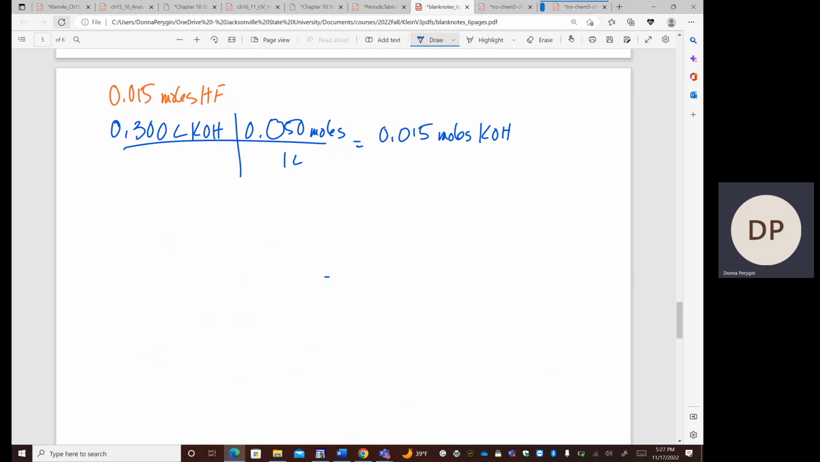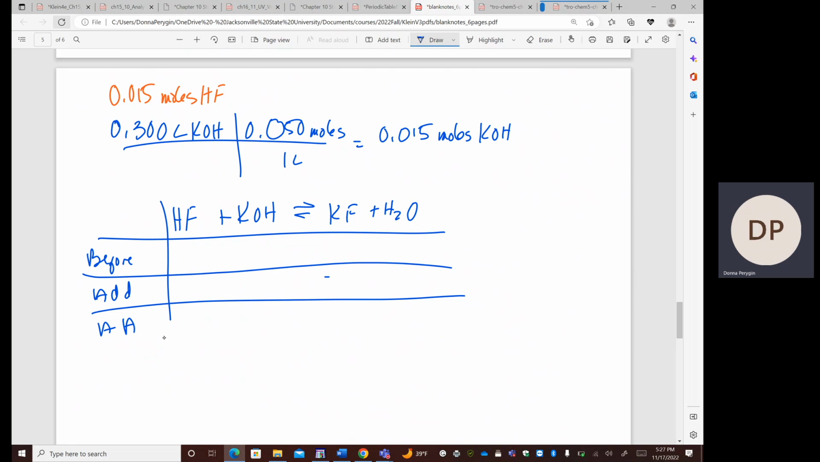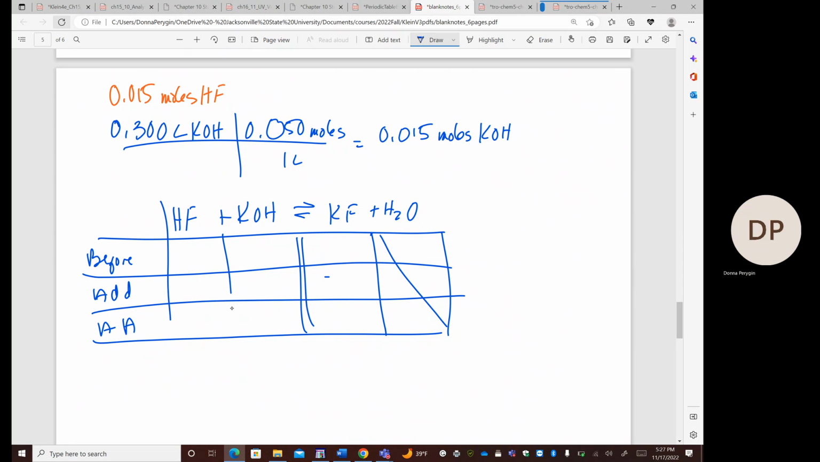So now we're going to do our reaction. HF plus KOH goes to KF plus H2O, okay? And now we need a before, an addition, and after addition problem. So we need to calculate how much we have left after our addition. Okay, so we're starting with 0.015 moles of HF, and here we have moles. We're adding 0.015 moles of KOH.